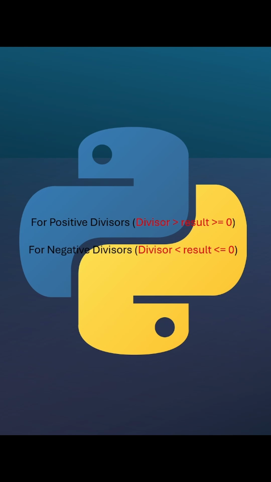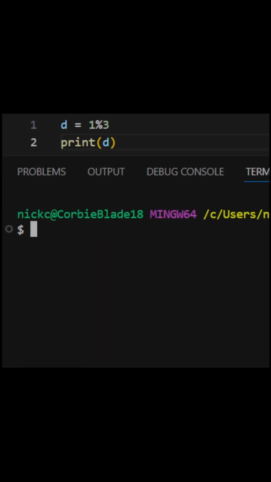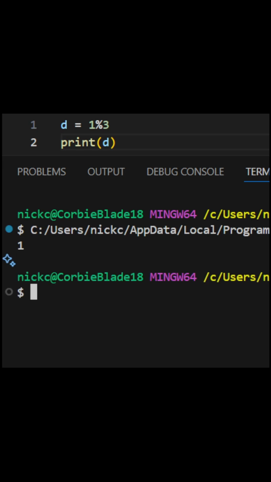There are a few rules which dictate the behavior of the modulo operation in Python. For positive divisors, the result is always in the range of 0 and the divisor, inclusive of 0 and exclusive of the divisor. This is illustrated in the operation 1 modulo 3.